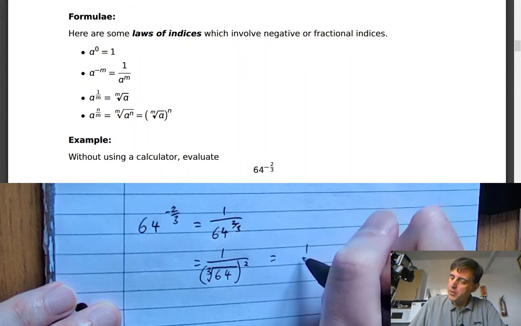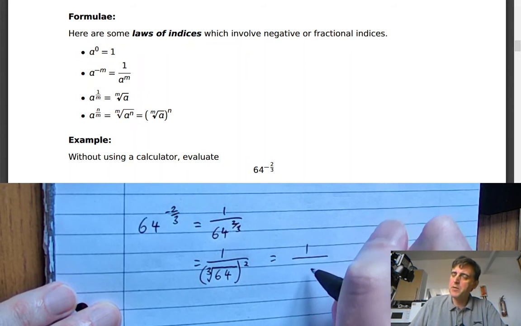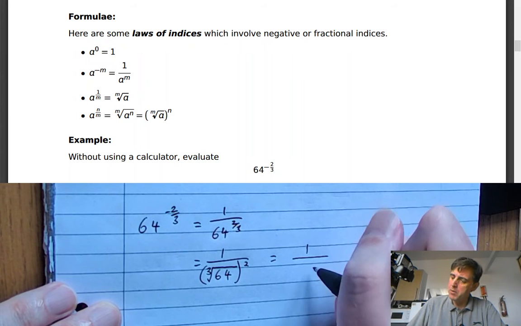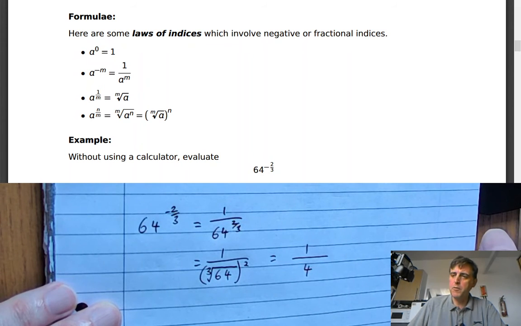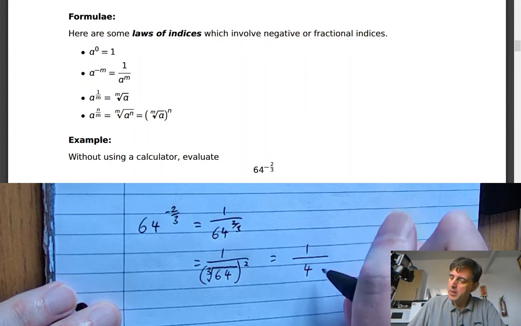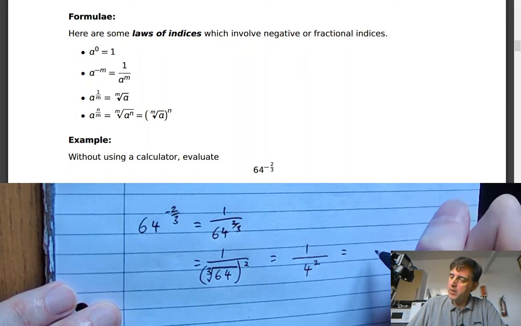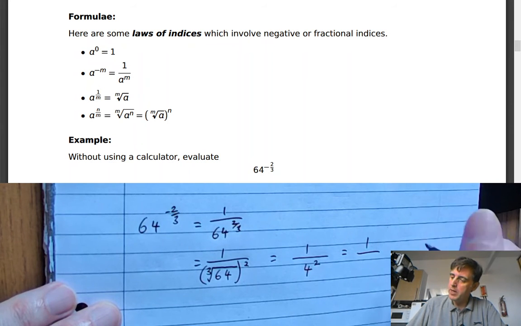The cube root of 64. So that's the number which, when I cube it, gives me the answer 64. Well, I think that must be 4. 4 times 4 is 16, multiplied by another 4 gives me the 64 that I need. So that works out. Of course, that's still being squared. And so my final answer here is 1 over 4 squared, which is, of course, 1 over 16.